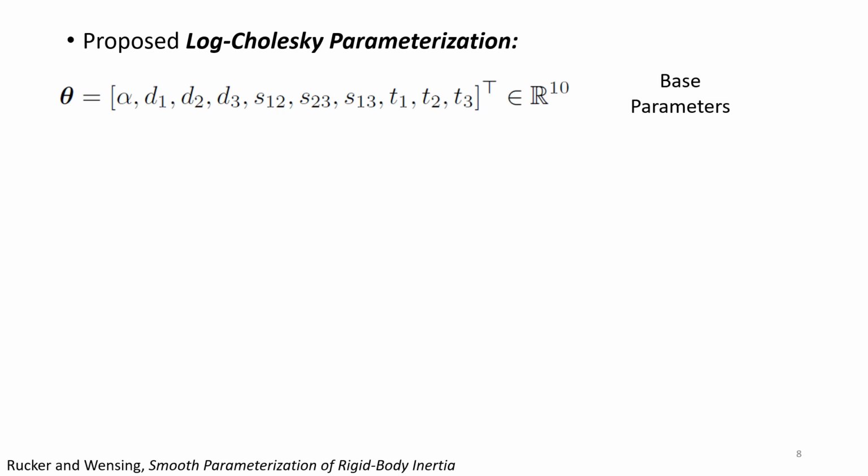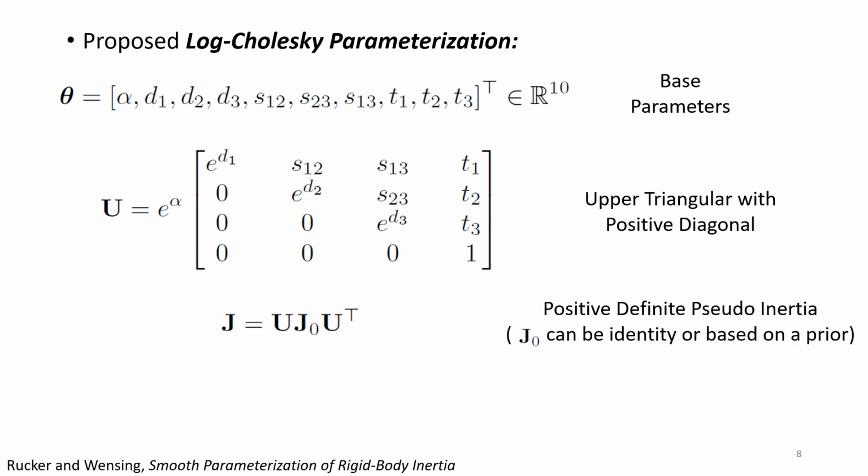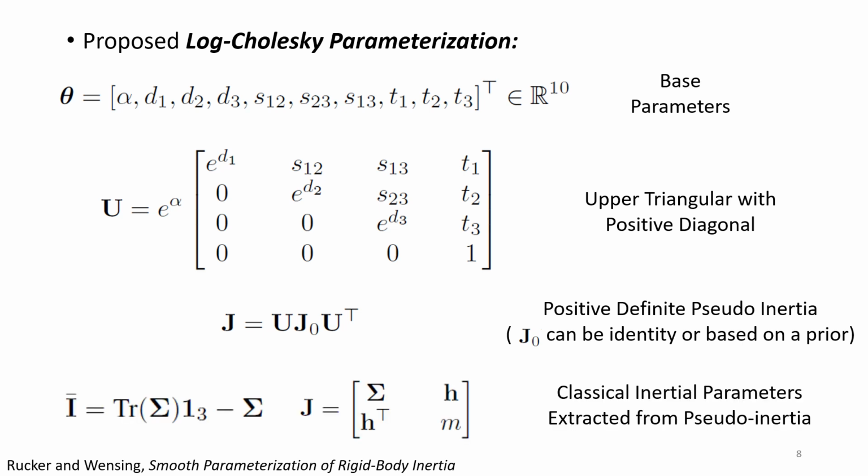Beginning with 10 unconstrained base parameters, we construct an upper triangular matrix U with exponentials on the diagonal. Then J is computed by a Cholesky-inspired construction, where J0 is a reference pseudo-inertia, which can be identity or based on a prior. We then extract the classical inertial parameters from the pseudo-inertia matrix.